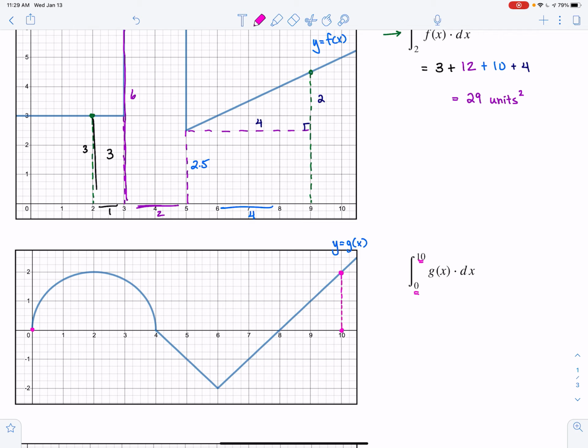We have 3 separate shapes. We're going to calculate the area of each shape just like we did up above. There's a couple differences here though. Number 1 being from 0 to 4 we have a circle. We actually have a semicircle, so that area is 1/2 pi r squared. Our radius is 2. So 1/2 times pi times 2 squared is 2 pi.